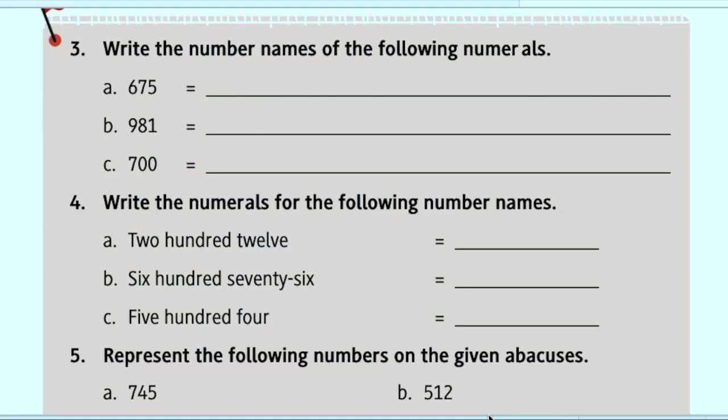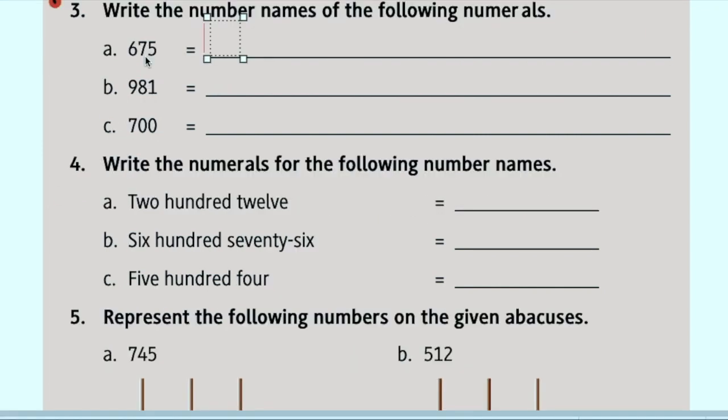Write the number names of the following numerals. Here they have given you the numerals and you have to write the number names for these numerals. As we saw earlier, when we have a three-digit number and we are writing number names for it, you have to write the number name of the number in the hundreds place. Here in hundreds place we have 6, so we have to write SIX.